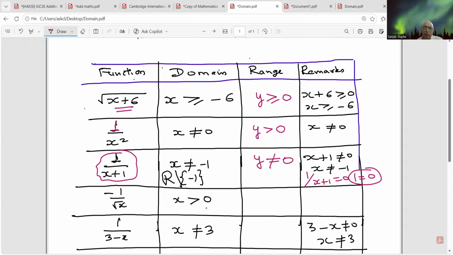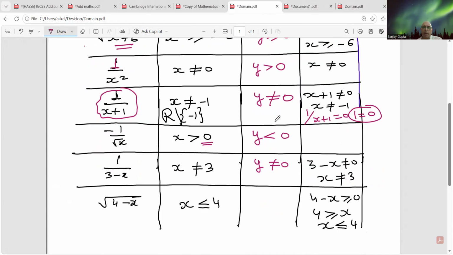Minus 1 over root x. Root x, as we said, is allowed if x is greater than 0. The domain, if x is greater than 0, then root x is positive. Therefore, y will be here less than 0 because there's a minus 1 in the numerator. And for the second last one, 3 minus x, if x is not equal to 3, then we have again 1 in the numerator, and therefore y can't be 0. And for the last one, if x is to be less than or equal to 4, then I'm going to get y either 0 or greater than 0 as the output of this function, or the range.